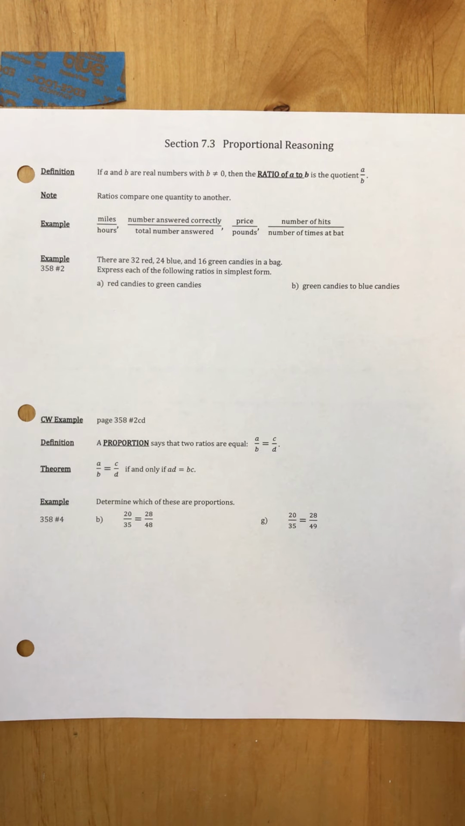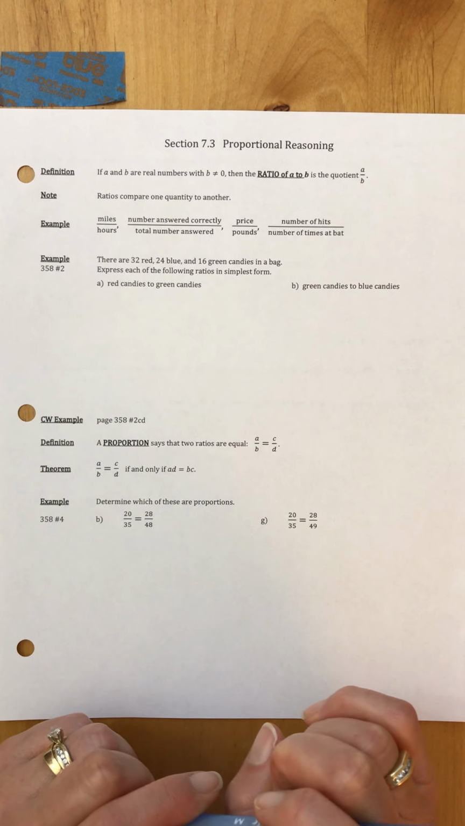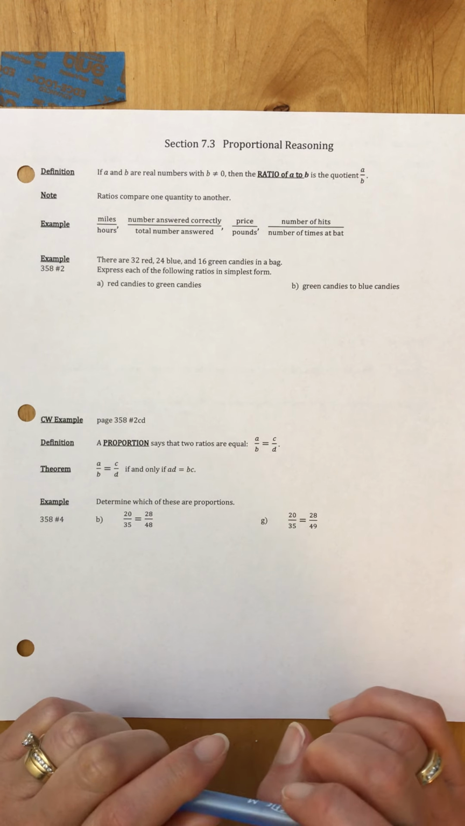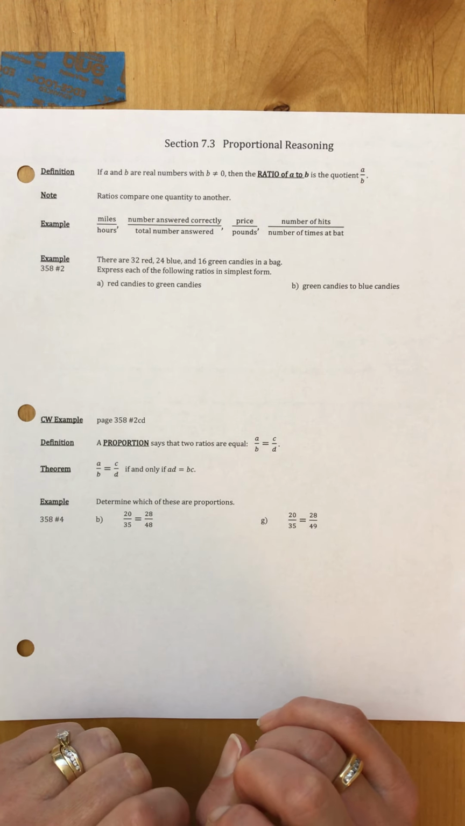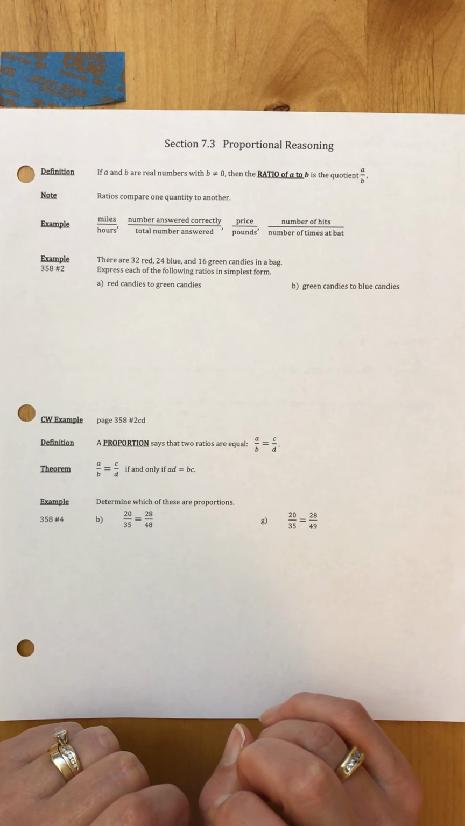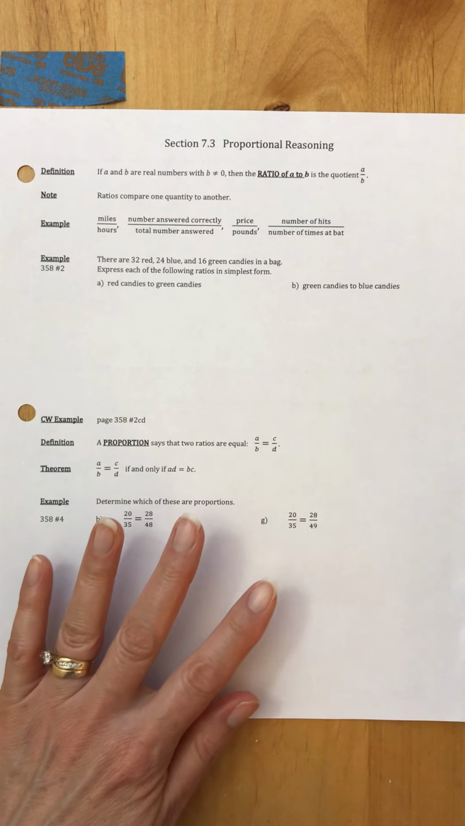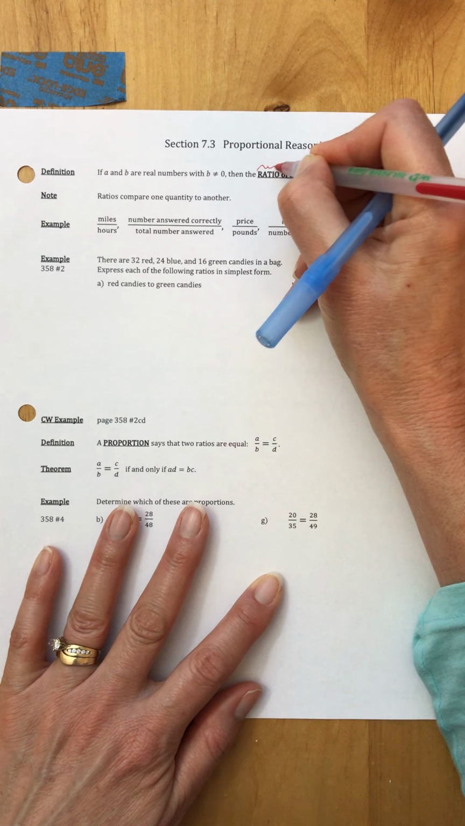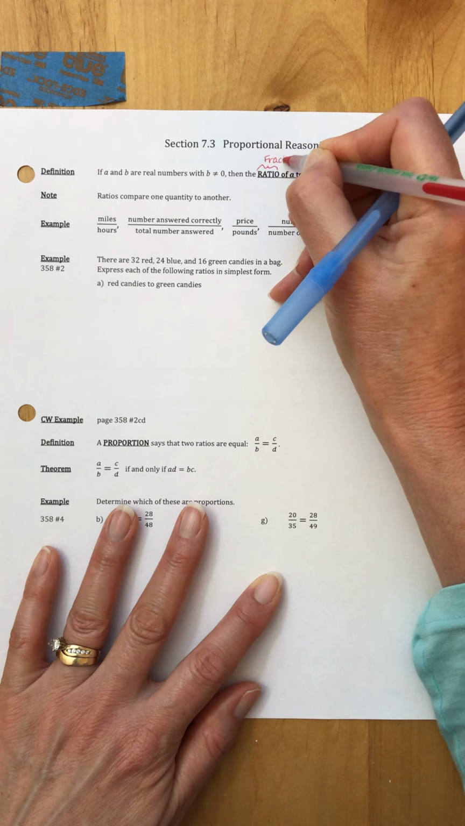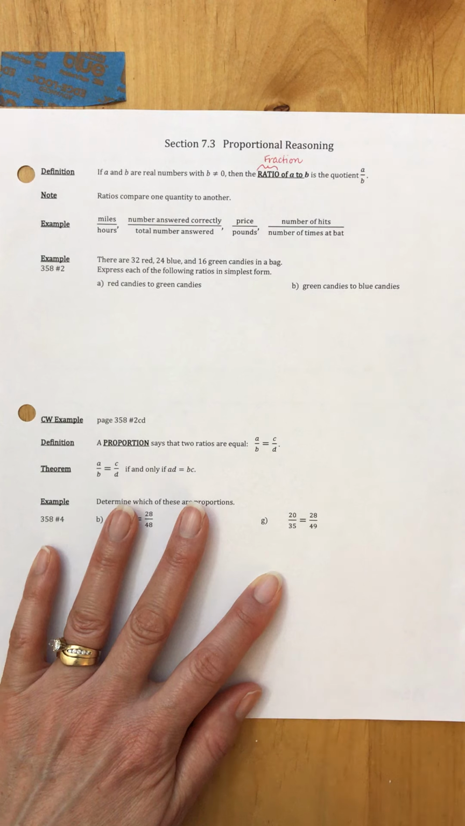This is section 7.3, page 1 on proportional reasoning. First definition we have there is: if A and B are real numbers, B not 0, then the ratio of A to B is the quotient A over B. So ratio is a fancy word for fraction. Okay, so they're just asking you to write a fraction.